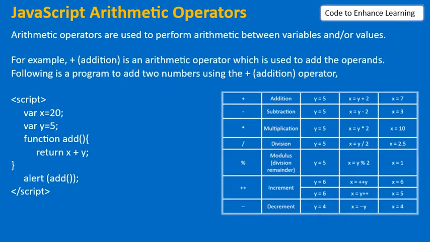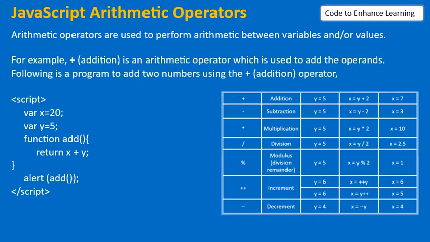Arithmetic operators, as the name suggests, these type of operators in JavaScript are used to do arithmetics of numeric functions. Arithmetic operators are used to perform arithmetic between two variables or values. For example, addition is an arithmetic operator which is used to add the operand. Following is a program to add two numbers using the addition operator. Here we declare two variables and assign them to numeric values and pass the sum of the two variables in a function using the addition operator and then it is alerted.